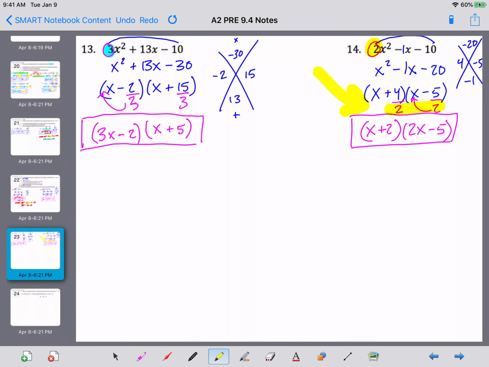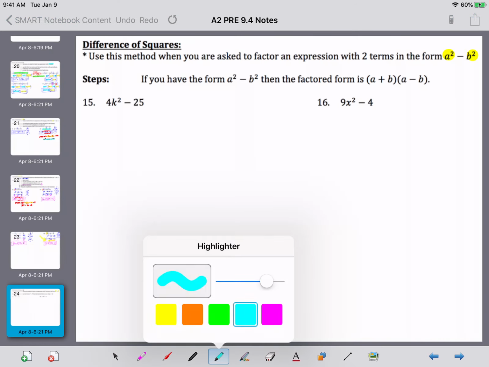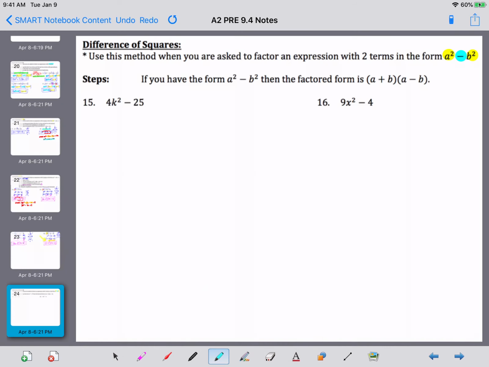All right, and our last couple problems are going to review difference of squares. So you use this method when you are asked to factor an expression with two terms where the first term is something squared, the second term is something squared, and there is a minus sign in between those. Hence the name difference of squares. All right, and they can always be factored, so like when I think of this, I think of square rooting those two terms, and that gives you what A here equals, and then what B here equals.